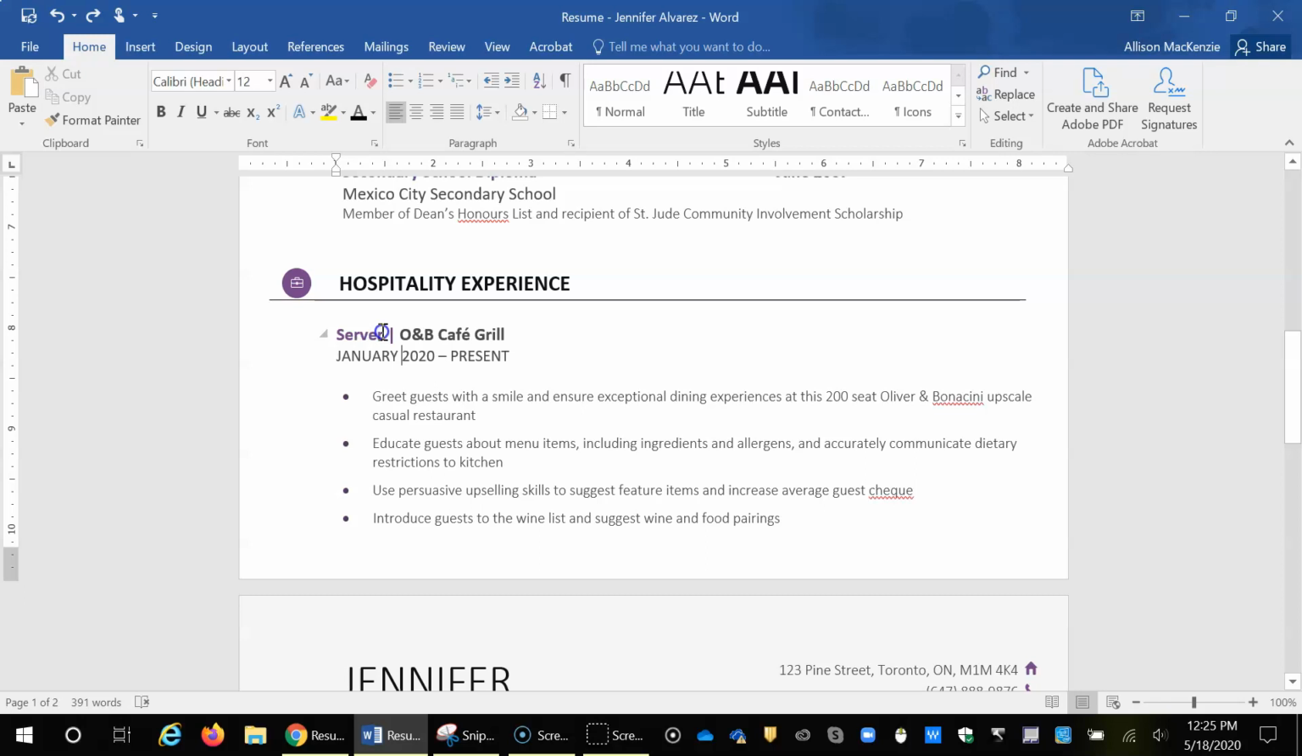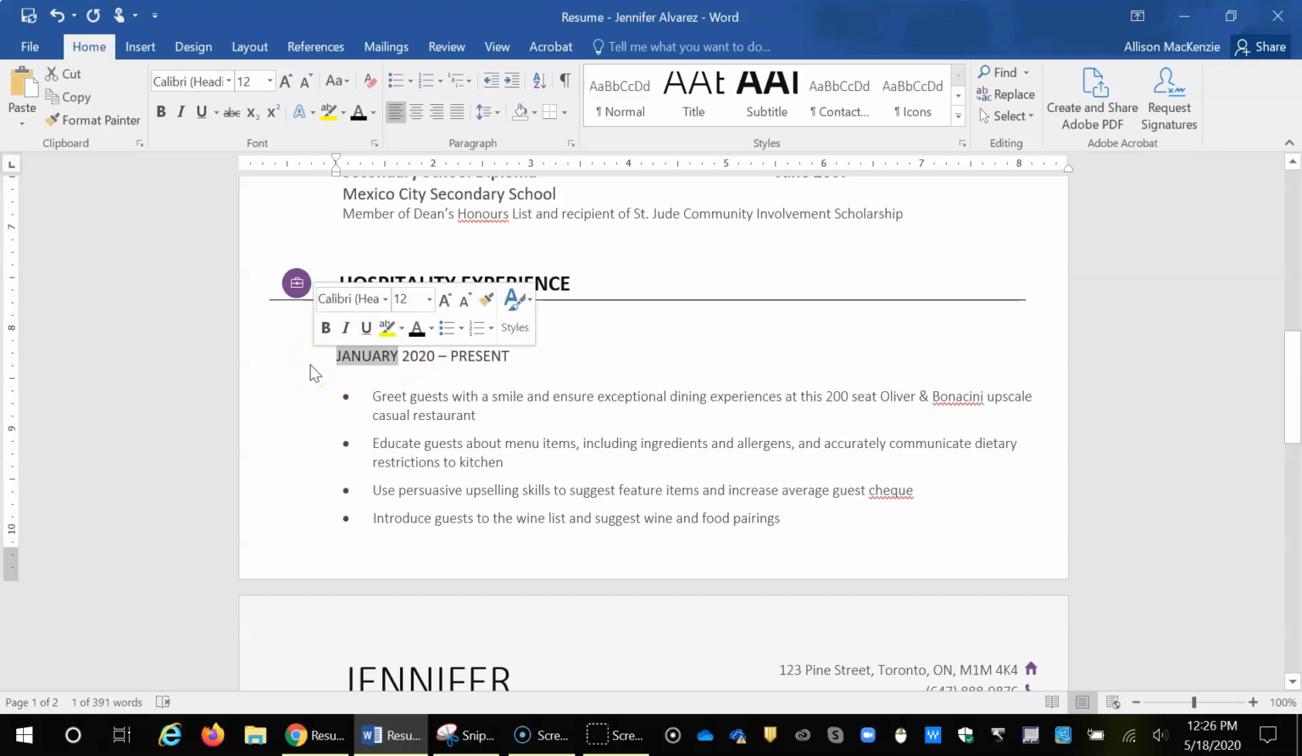The position title that you held, in this case server, the name of the company that you worked for, and your start and end dates. And as a reminder, if you're currently working there, you can just indicate to present. Now, we don't need to know that it was January 3rd when you started. It's really sufficient to just include the month and the year. But it's super important to include that month.